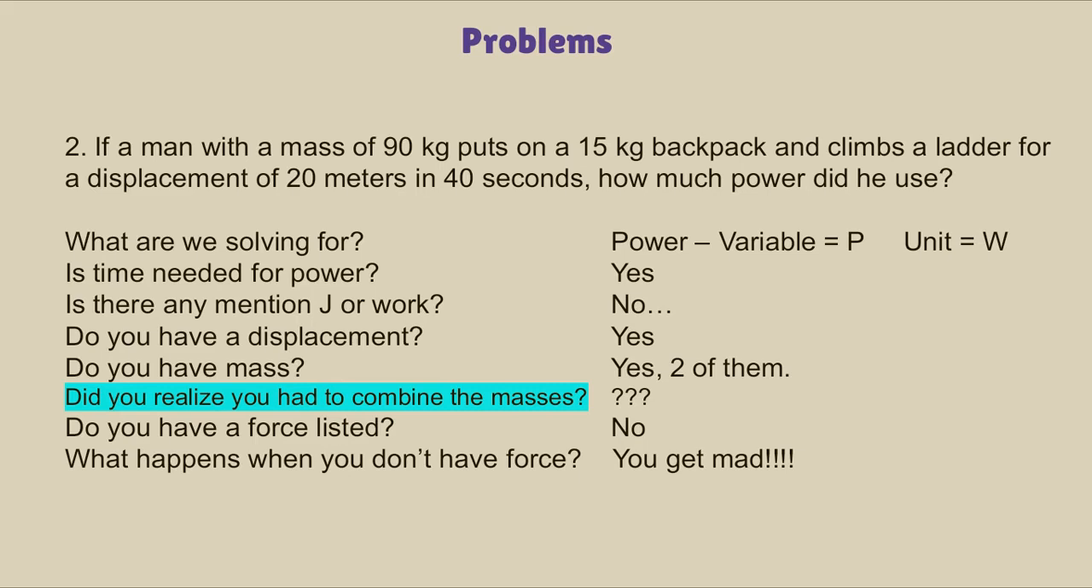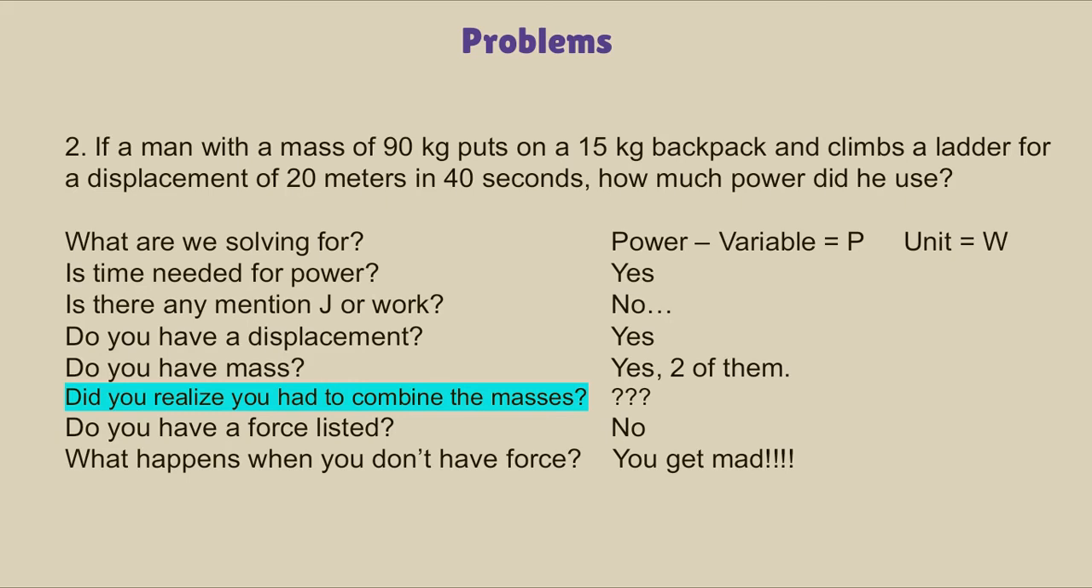Do we have a displacement? Yes. We had a vertical displacement of 20 meters. Do we have a mass? Yes. We actually had 2 of them. The man has a mass of 90 kilograms, and he puts on a backpack of 15 kilograms. So there's 2 masses, and when they're added together, you got to combine them, because now the man with the backpack has a total mass of 105 kilograms.